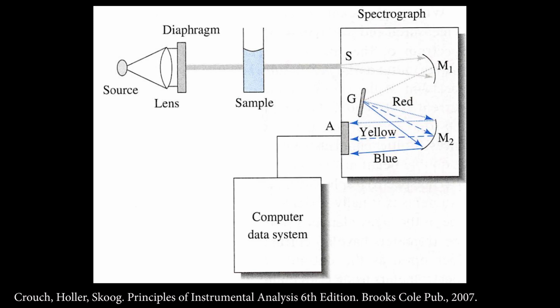But the trick is the detector is going to be a position-sensitive detector. So it's going to know that the red is on the right and the violet is on the left, essentially. And that's called a photodiode array. We'll look a little bit more closely at that detector.